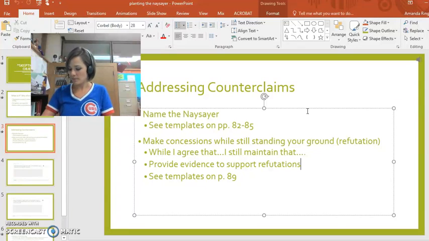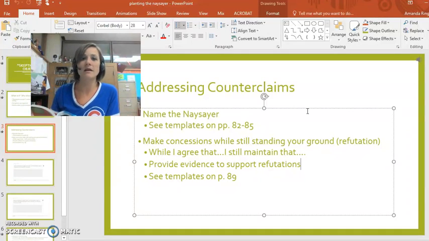And then if you turn to page 89 in your book, there are some templates that help you do this, that help you introduce the concession, but then ultimately begin stating your refutation.